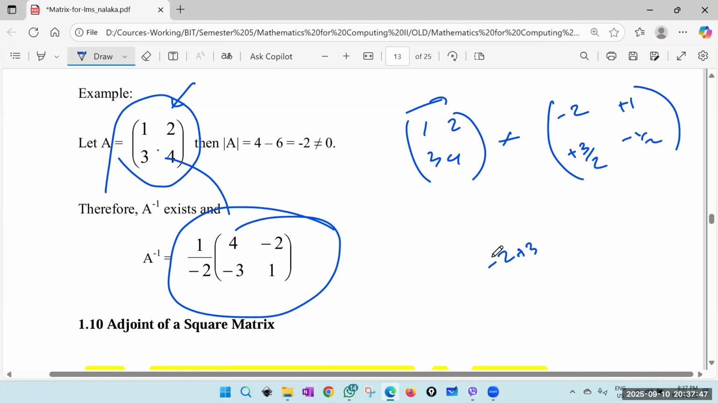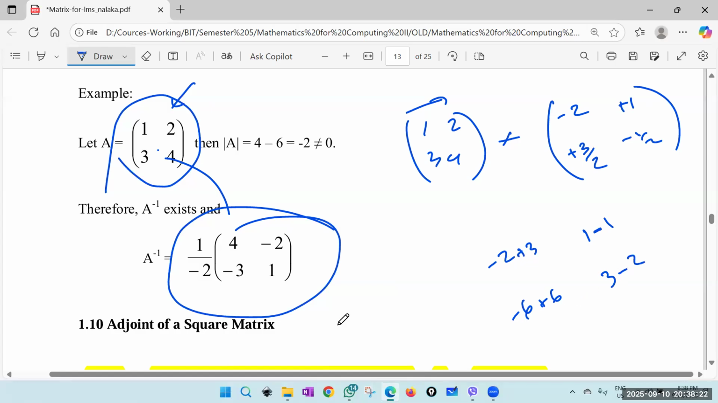That is the first element. So then the next element, 1 into 1, 2 into minus half, that is minus 1. So then this element is this row and this column. 3 into minus 2, minus 6. 4 into 3 by 2, that is 2 into 3, which is 6. And this element is this and this. 3 into 1, 3. 4 into minus 2, minus 2.